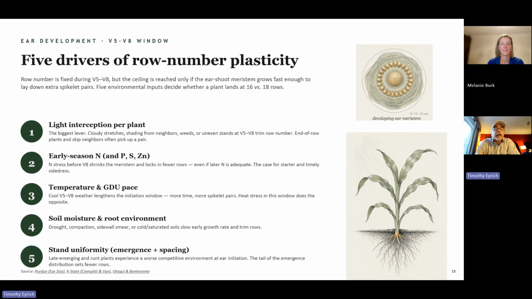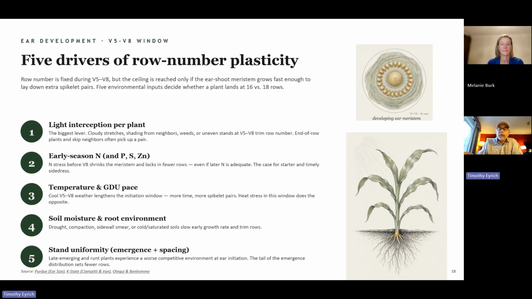The first driver is light interception per plant. The more light I can get, the better chance I have of having an ear go from a 16 round to an 18, or an 18 to a 20. So our starters should do that. Making big leaves as soon as we come out helps drive that.